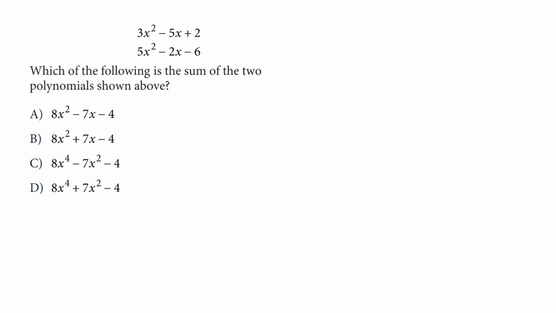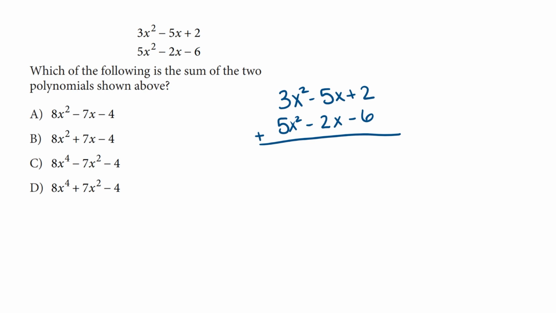Which of the following is the sum of the two polynomials shown above? So all we need to do is take these polynomials and add them. So let's line them up. 3x squared minus 5x plus 2 and 5x squared minus 2x minus 6. So we'll add down. Positive 2 plus negative 6 is going to be negative 4.